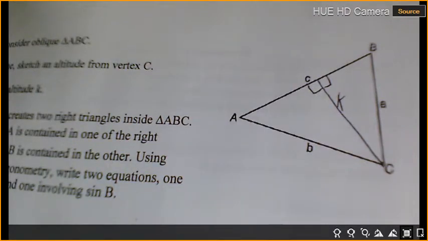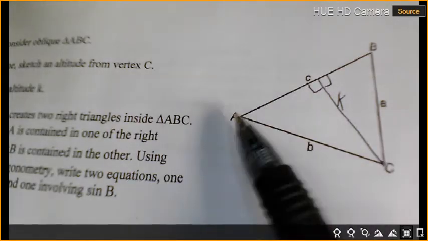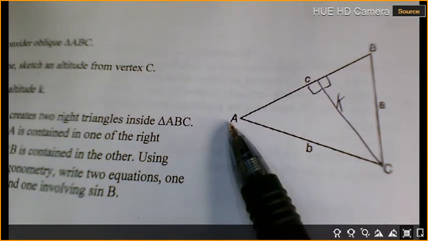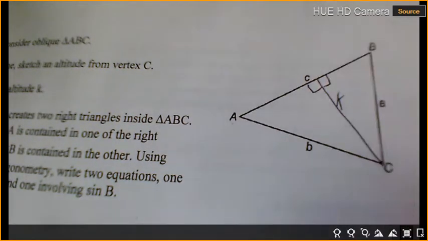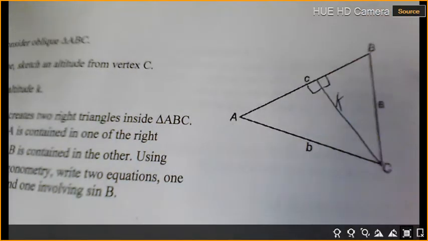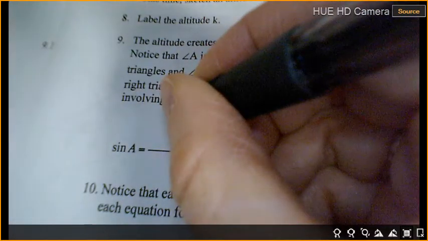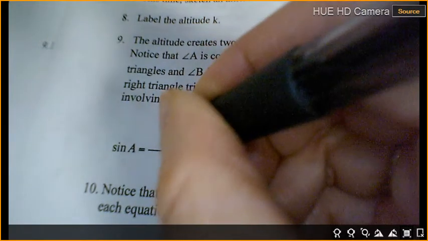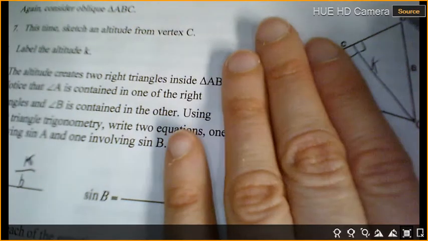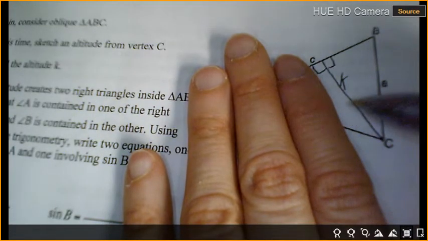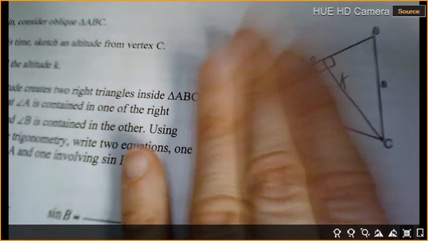Now we're going to do the same thing. Sine of A, so if we're looking at A, what's opposite A? K. And what's the hypotenuse for just this side? B. So we're going to say sine of A is K over B. And then we're going to do sine of B, what's opposite B? K. And what's the hypotenuse for B? A.